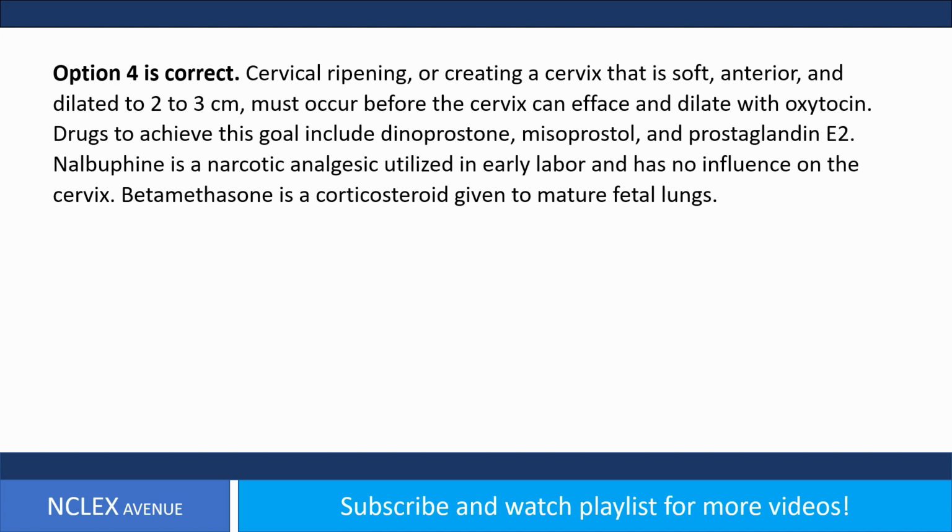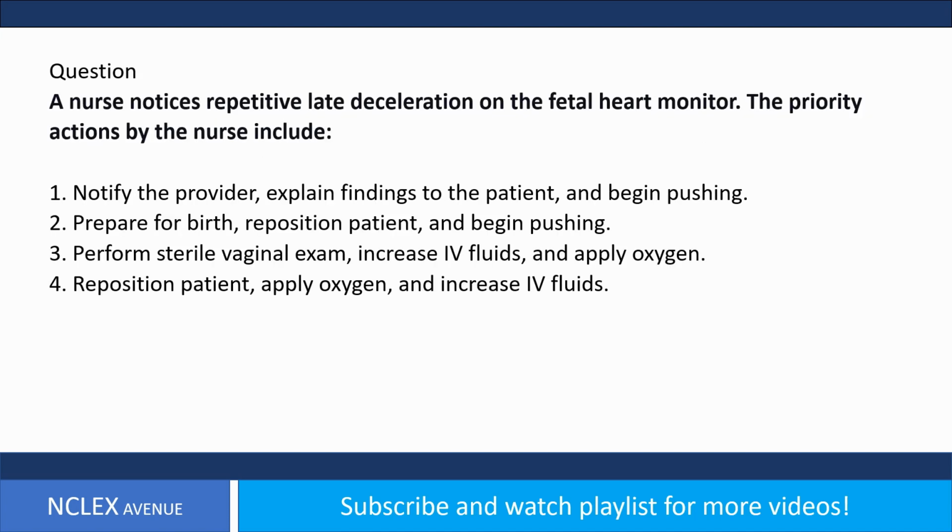Question. A nurse notices repetitive late decelerations on the fetal heart monitor. The priority actions by the nurse include: 1. Notify the provider, explain findings to the patient, and begin pushing. 2. Prepare for birth, reposition patient, and begin pushing. 3. Perform sterile vaginal exam, increase IV fluids, and apply oxygen. 4. Reposition patient, apply oxygen, and increase IV fluids. Answer. Option 4 is correct.